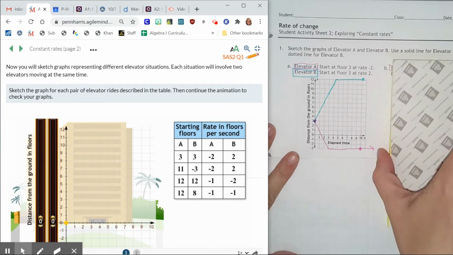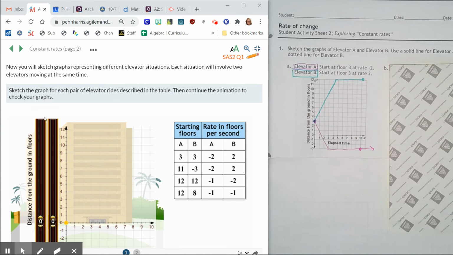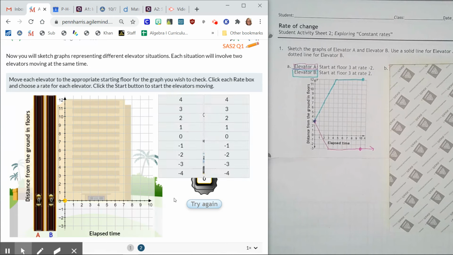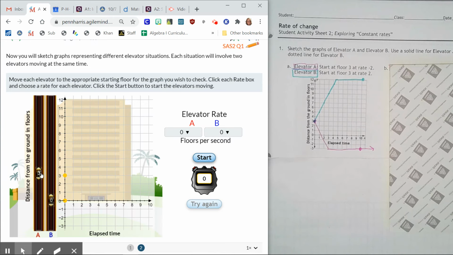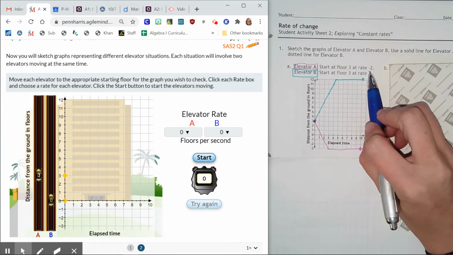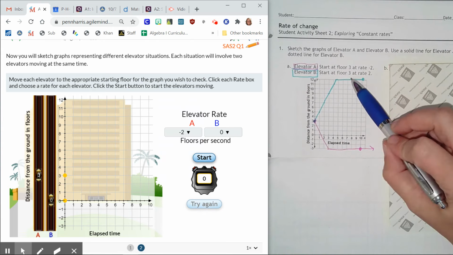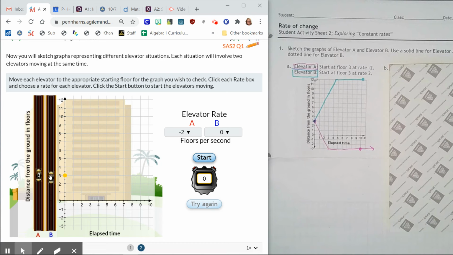So on this first one, they want elevator A to start at floor 3. I'll help you out here on this first one. Elevator A is going to start at floor 3, and it tells me that it's going to go at a rate of -2 seconds, meaning it's going to go down. And elevator B, they want to start also at floor 3, but it's going to have a speed of 2 seconds. So let's see what happens here.